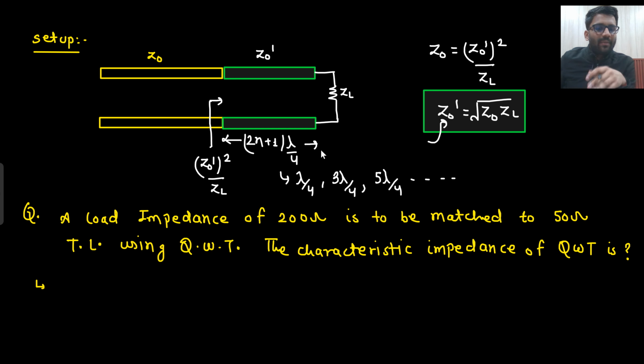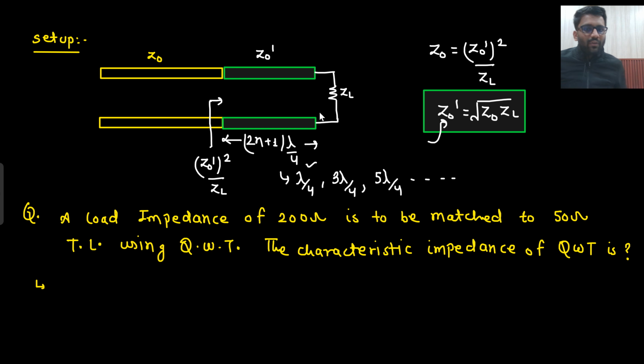What would be the length? Lambda by 4, 3 lambda by 4, 5 lambda by 4. So whatever the option is mentioned, that you will pick. If they are asking the minimum one, then you will pick lambda by 4. If it is coming in MSQ, then lambda by 4 could be there, 3 lambda by 4 could be there, 5 lambda by 4 could be there.